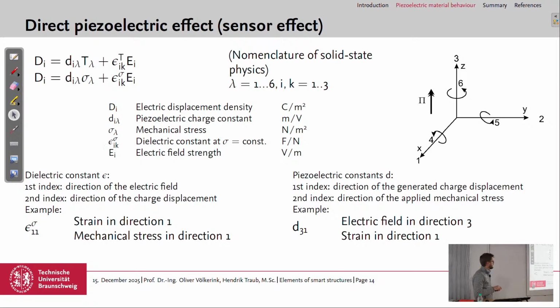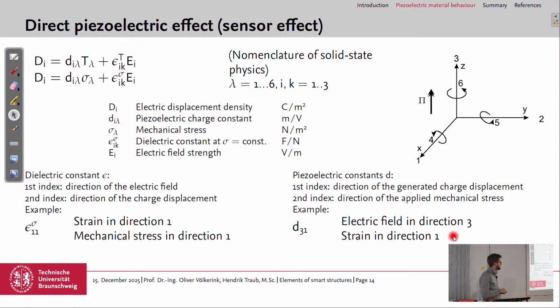And regarding the directions, the first index of the dielectric constant is the direction of the electric field, so, for example, the 3 direction, and the second index is the direction of the charge displacement. So the electrical field which causes the charge displacement is the first index, and the effect is the second index. And for the piezoelectric constants, the first index is the direction of the charge displacement, and the second index is then the direction of the applied mechanical stress.